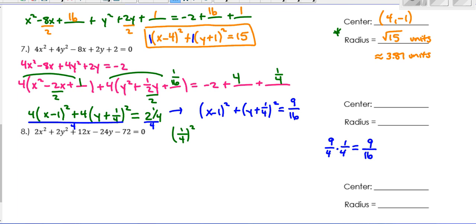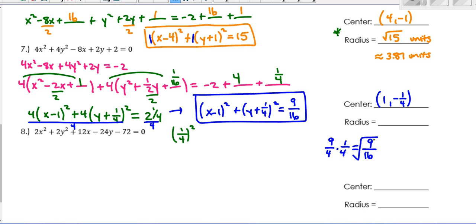All right, using this, I can now identify my center. So my center is at 1 and -1/4. And my radius is the square root of this. If I square root 9, I get 3, and if I square root 16, I get 4. So my radius is 3/4, 0.75 units. Whew. Okay, let's try another one.